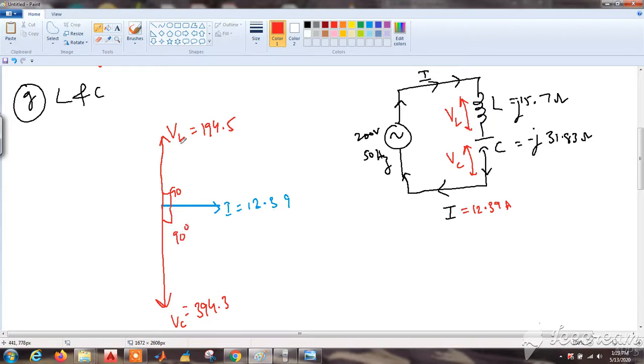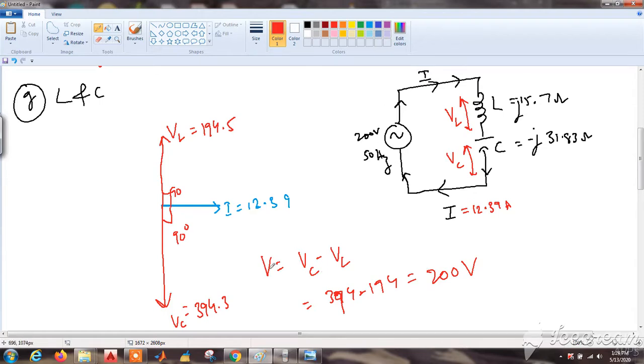You know these are vectors and we can add or subtract them when they are in the same line. So as VC is dominating, the resultant V will be VC minus VL, that is approximately 394 minus 194, you will get the same 200 volts. That was our supply voltage.